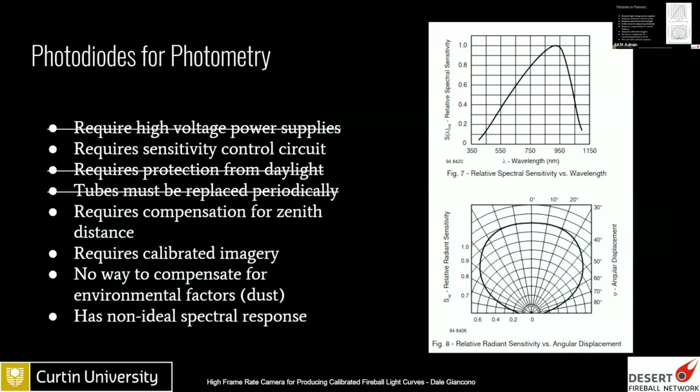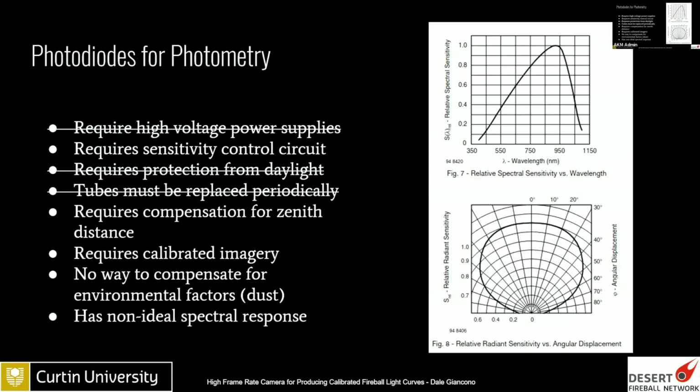A lot of the fireballs we image with the Desert Fireball network are actually pretty close to the horizon, and that's just a result of our sparse network. And you'll get worse signal to noise with these all-sky brightness sensors if a fireball is close to the horizon. The spectral response of the photodiodes also isn't ideal, with a lot of information missing, not great signal around 500 nanometers and whatnot. Also can't really compensate for environmental factors out in the desert.